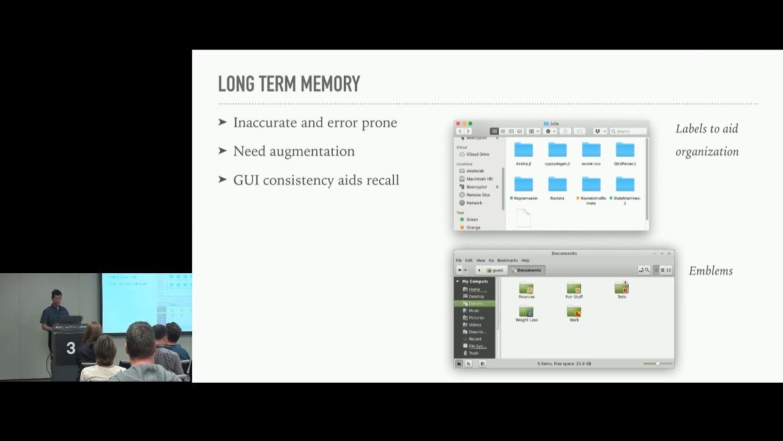One recommendation also seen is to use labels. There's a file manager on the Mac where you can use color labels. They don't actually have any kind of semantic meaning in the application, but they can help remind people of things. Below is a file manager called Eiciel on Linux. It uses these emblems, or little pictures, that you can attach to files and folders.